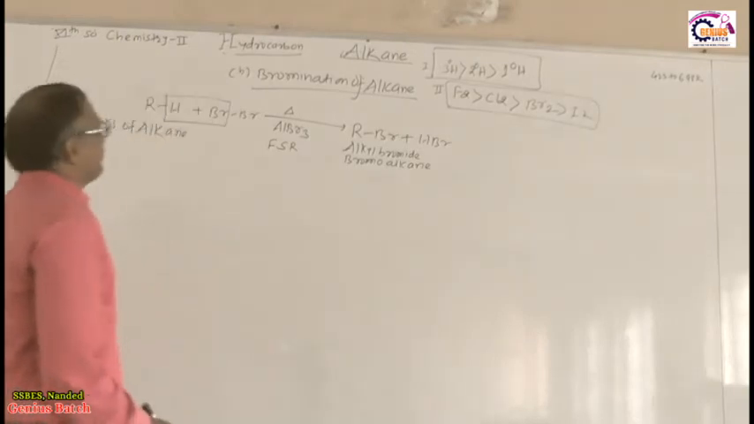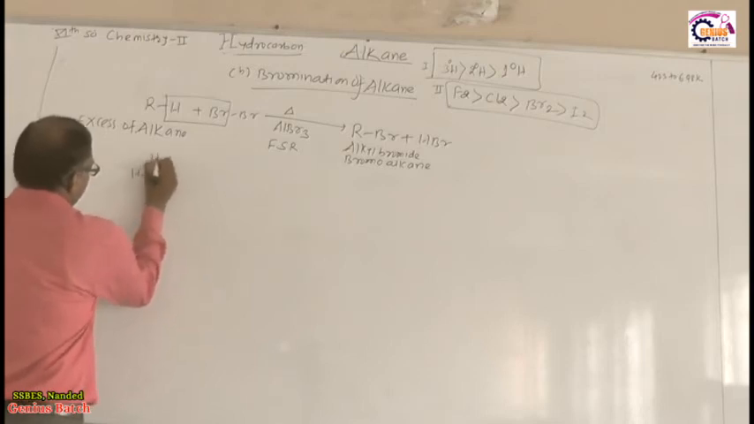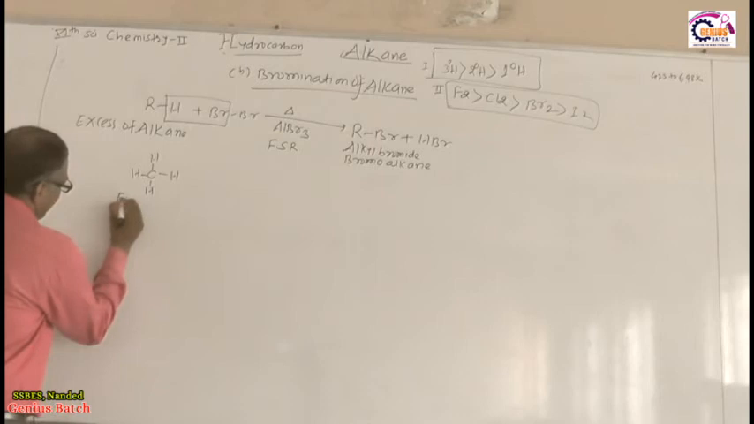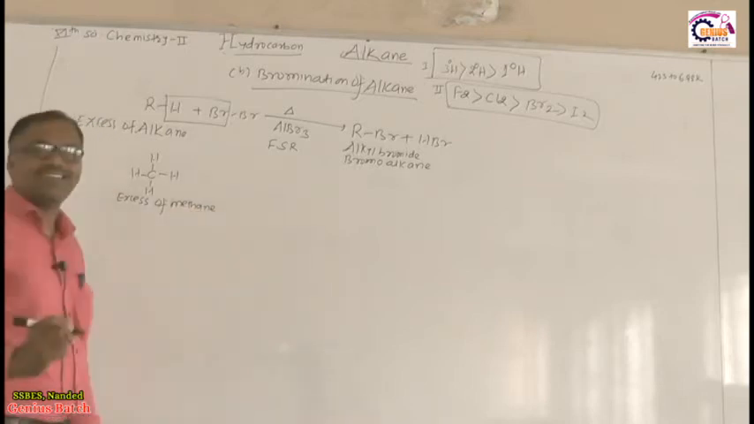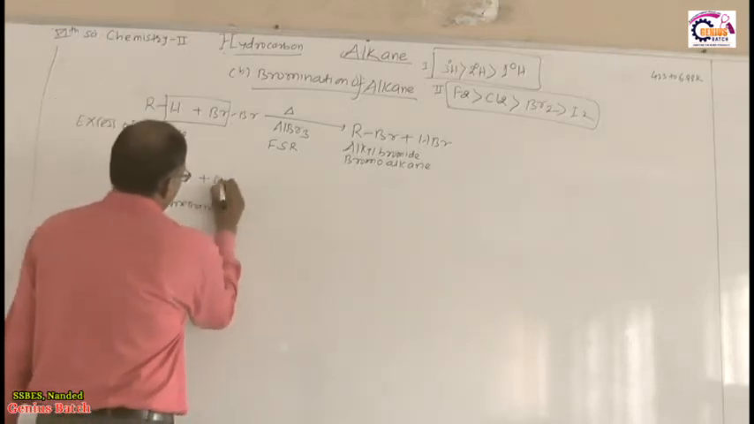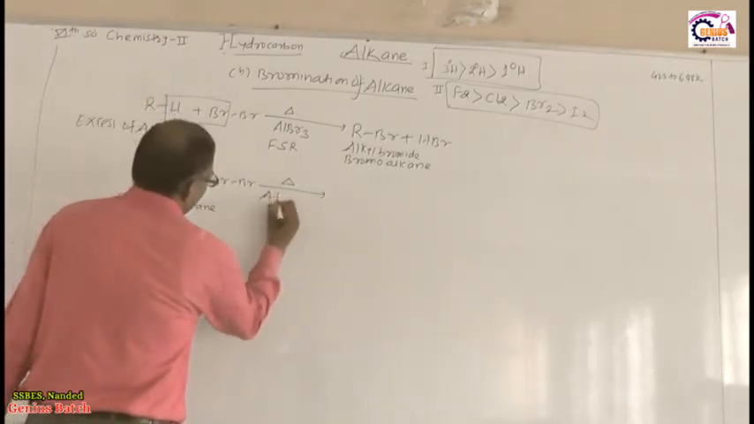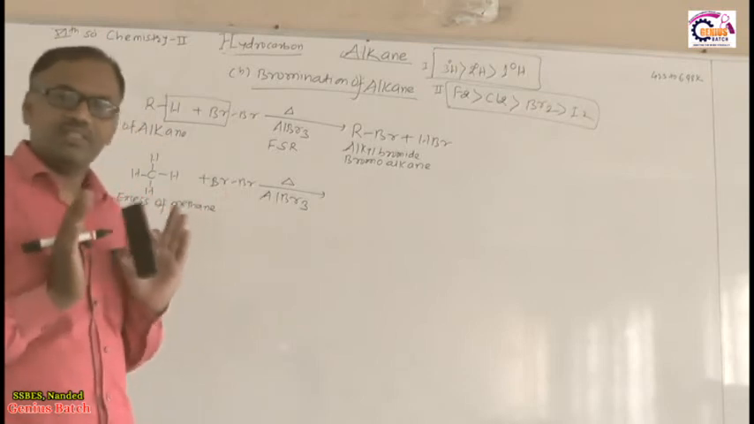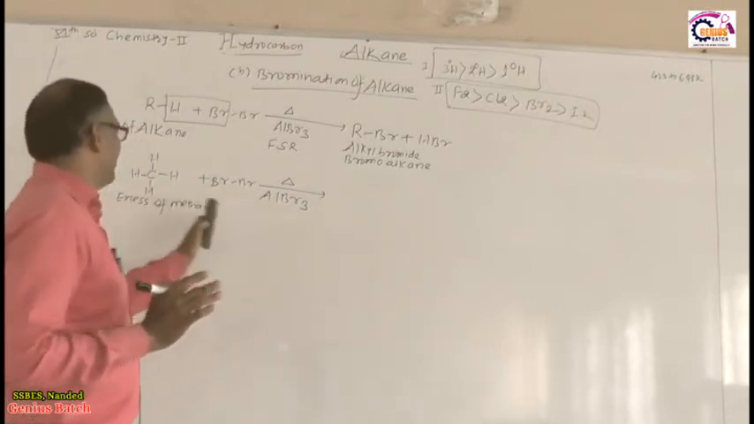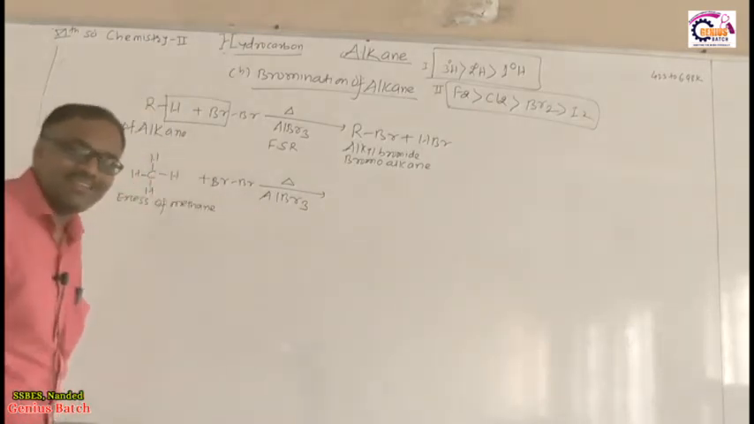Okay, so now let us take the examples. First example of alkane is methane. Let us take the excess of methane. So when this excess of methane is heated with the bromine, okay, this is the bromine molecule, right. When this excess of methane is heated with bromine in the presence of AlBr3, aluminium tribromide catalyst, both are the reactants: the excess of methane and this bromine. The methane acts as the substrate molecule and the bromine acts as the reagent molecule, right.